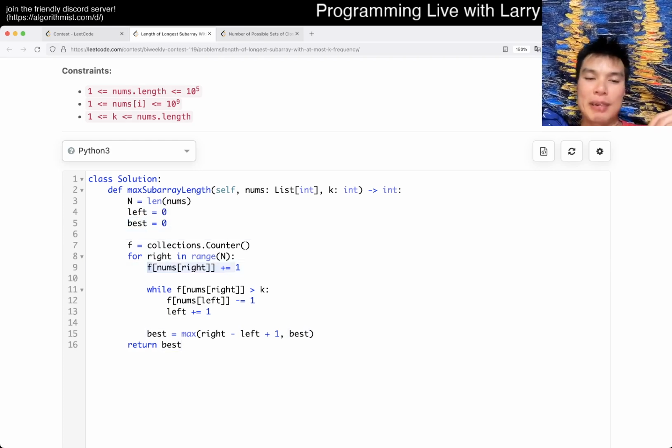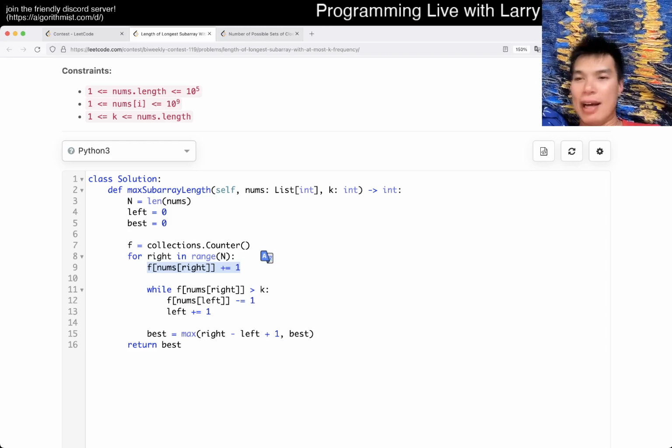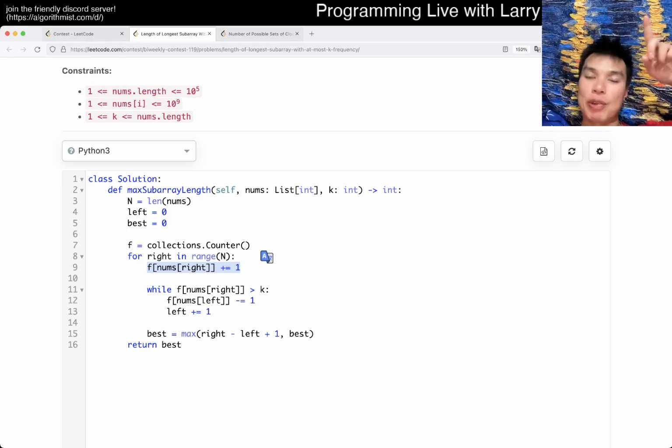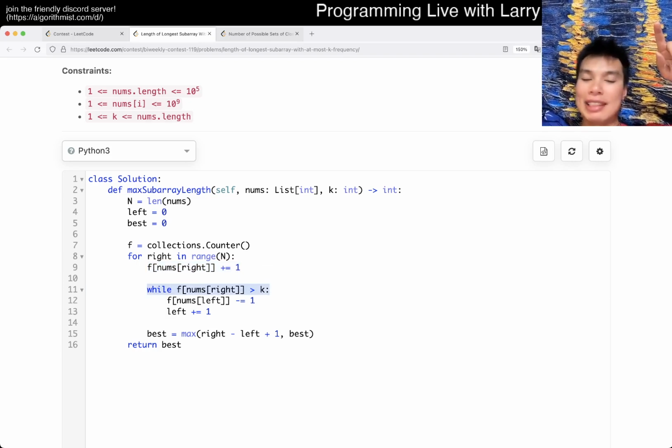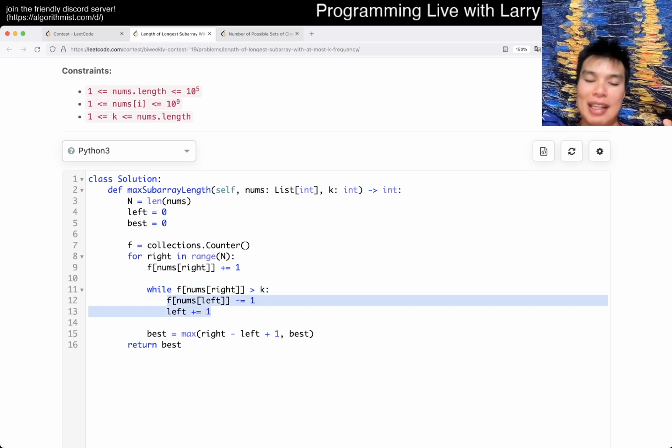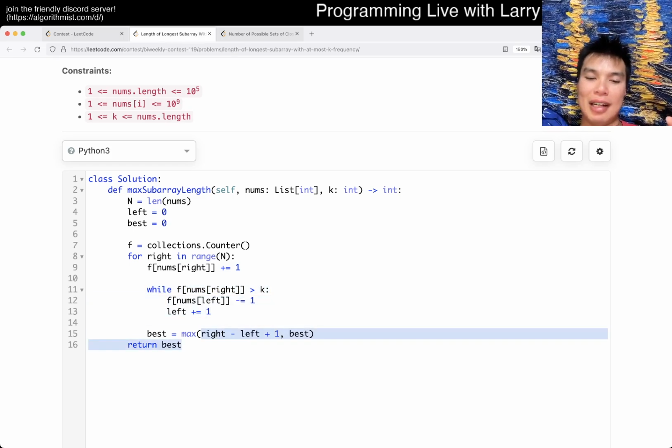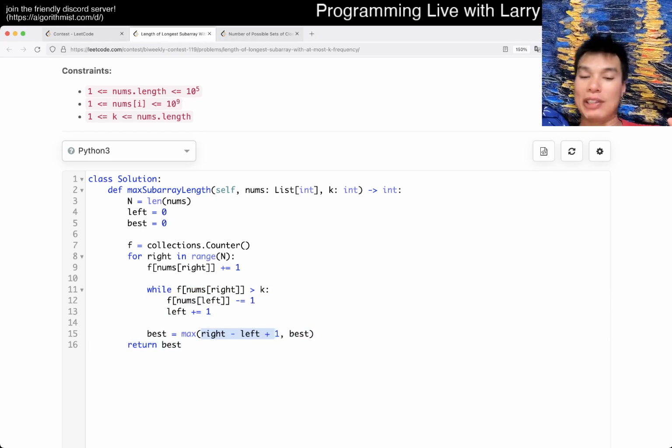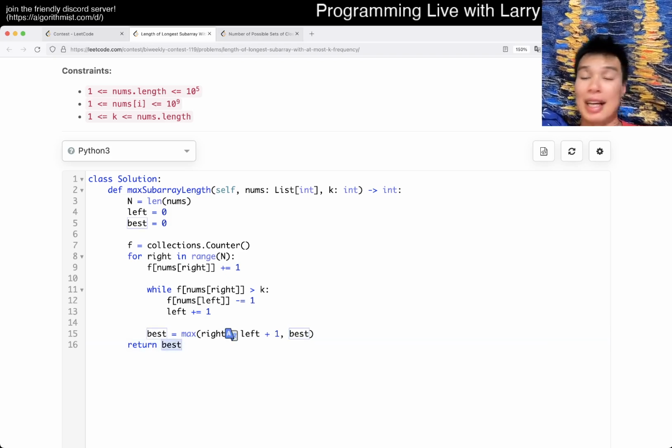So here we increment the right element by 1, because if we move the window 1 to the right, we have one more element of that element. This makes sense. And then while this is bigger than k, we have to move the left to accommodate. And that's basically what this does. And then at the end, you just check to see if the size of the current window is larger than best. And that's pretty much it.